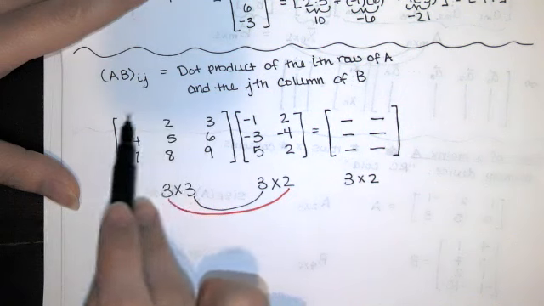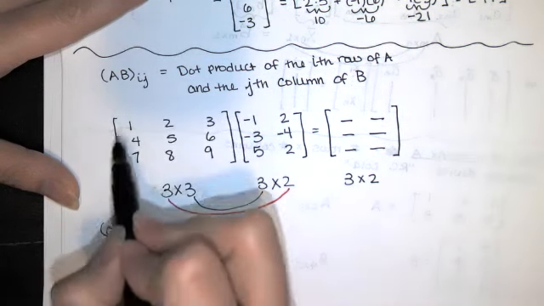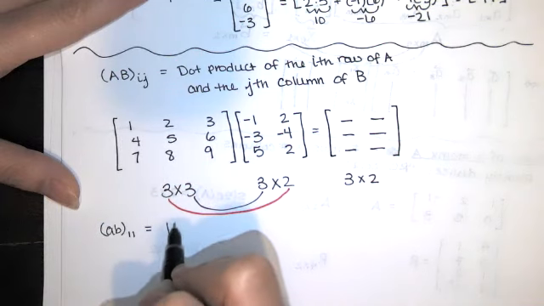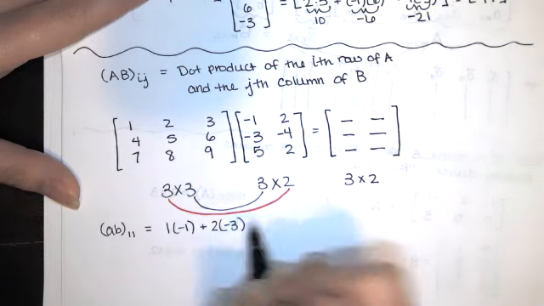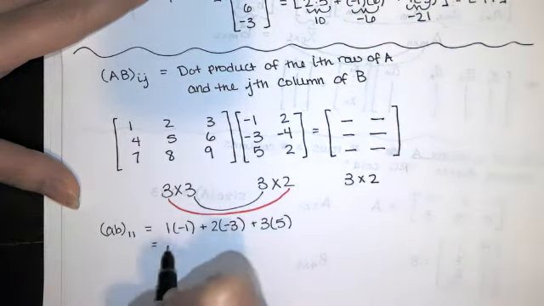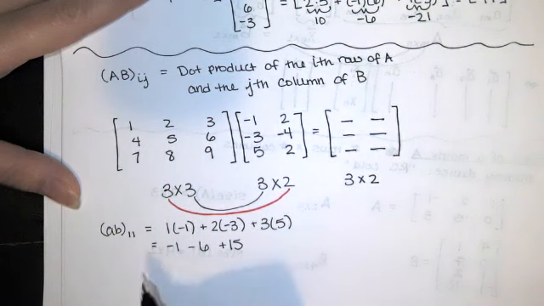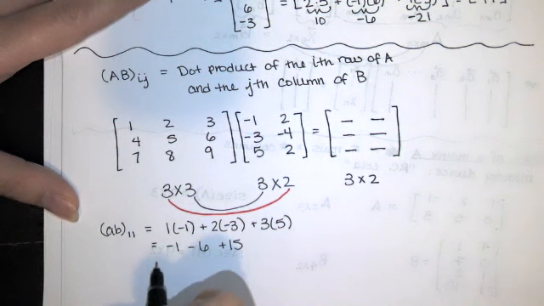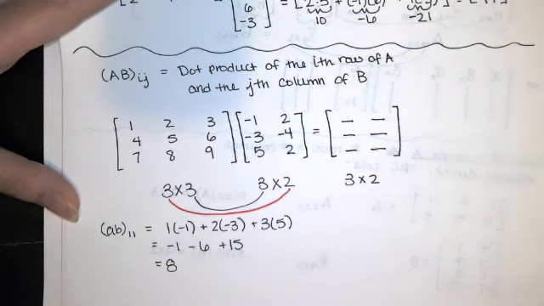So I take this row, first row, and this first column, and I take the dot product. So I do 1 times -1 plus 2 times -3 plus 3 times 5. And then we work that out. Just do a little bit of arithmetic. So we have -7 plus 15, which is 8. So that's the first row, first column entry.